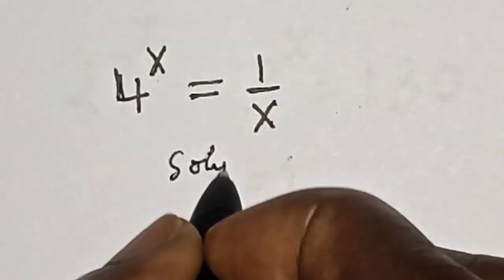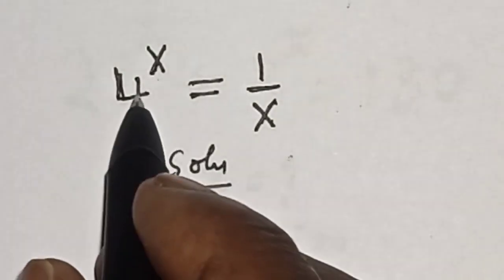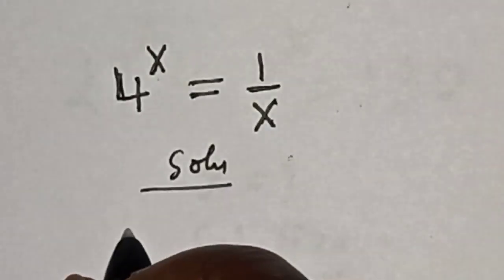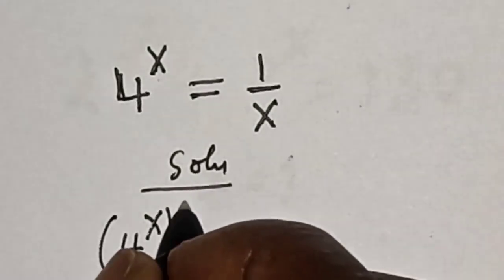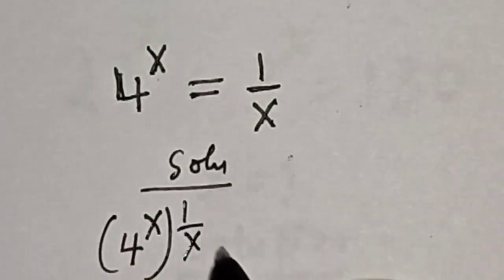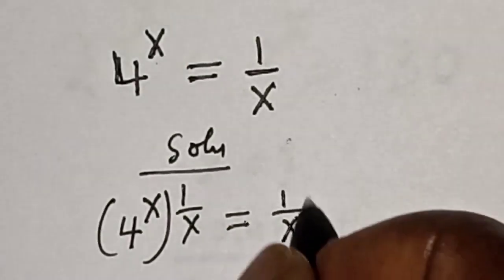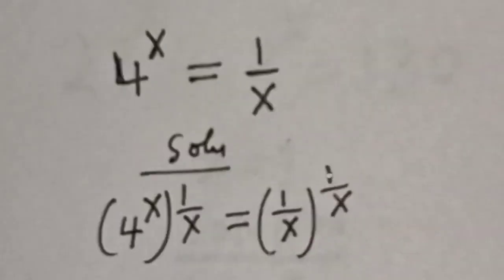Solution. Here, let's take the power of both sides by 1 over s. That is, 4 to the power of s all raised to power 1 over s is equal to 1 over x all raised to power 1 over s.